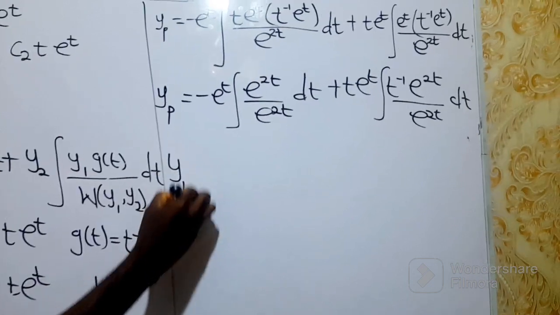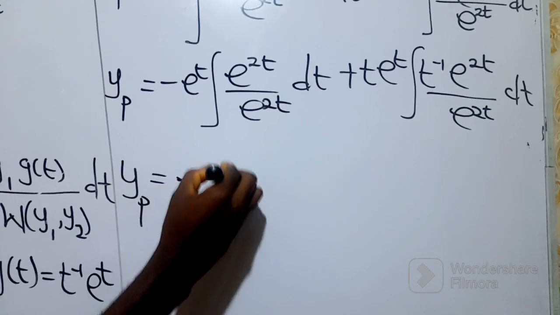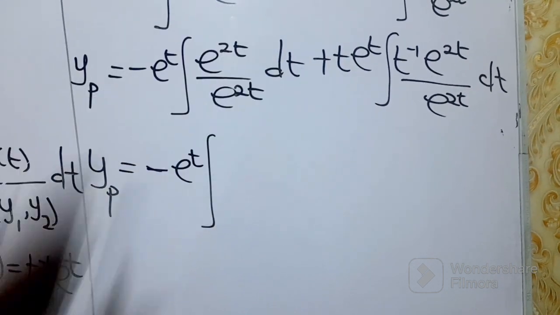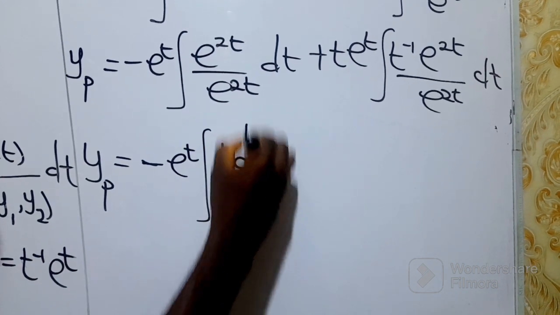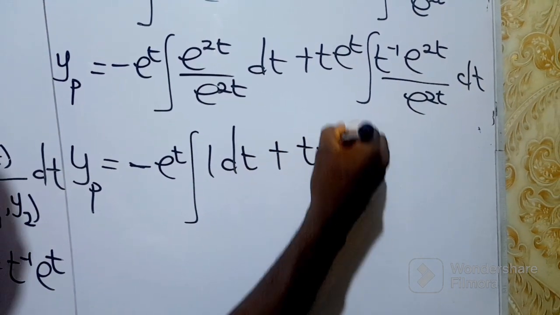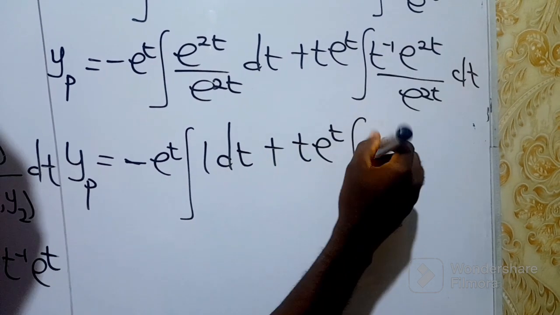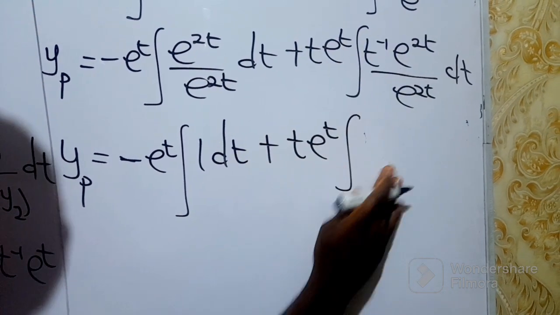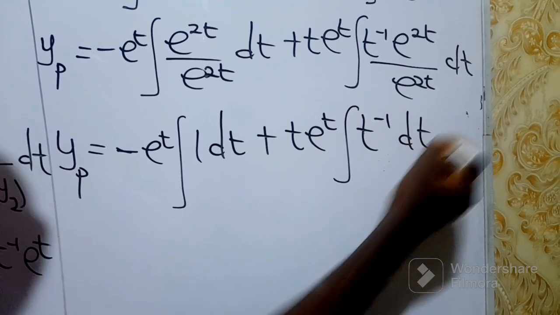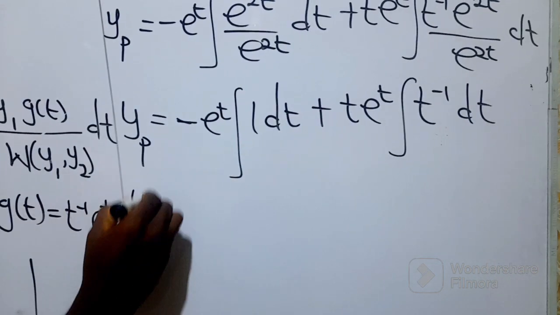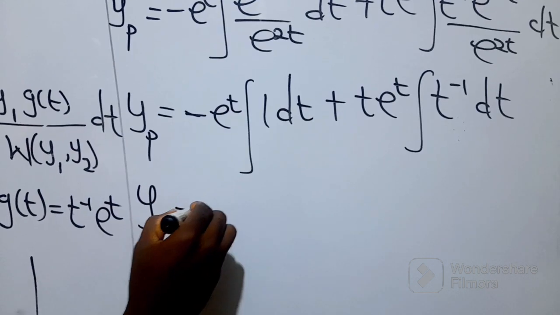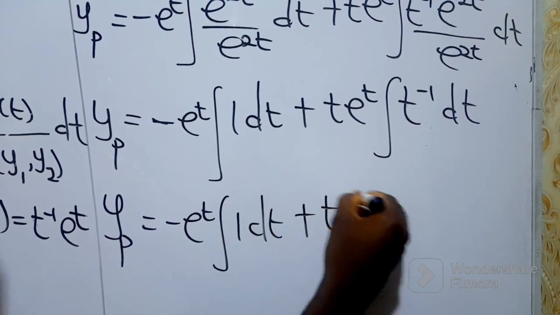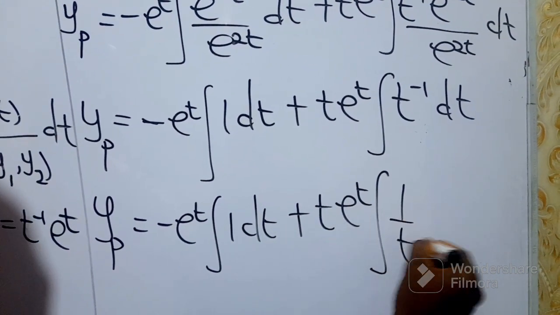So our y of p will be equal to negative e exponent t times the integral. So e exponent 2t divided by e exponent 2t will just be 1. So 1 dt, then plus t e exponent t integral. This also divides, so we'll be left with 1 over t. Remember that this is t exponent negative 1 dt. So what are we having? We have our y of p is equal to negative e exponent t integral of 1 dt plus t e exponent t, the integral of 1 over t dt.